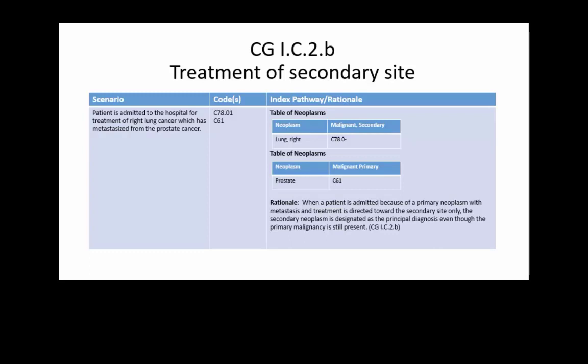So when you go to the table of neoplasms, you're going to look up those neoplasms, taking note that the lung cancer is in the malignant secondary and the prostate is a malignant primary. The dash there after the C78.0 tells you that additional characters are needed. For example, that's just the lung, so the additional character of 1 is needed to identify the right lung.